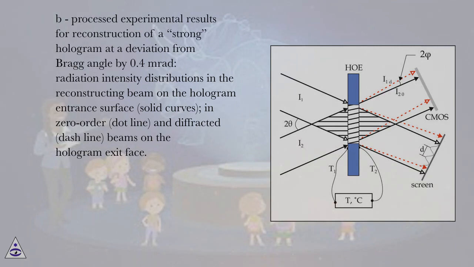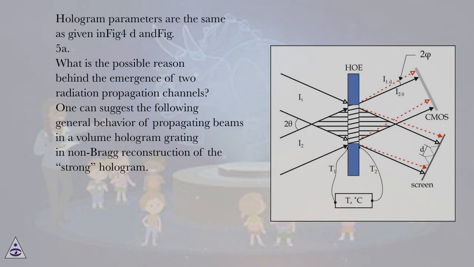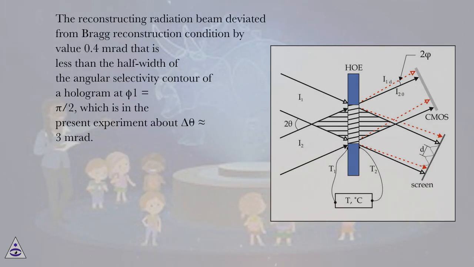Incident beam illuminates the sample exit face at a 45-degree angle, beam diameter is 3 mm. B. Processed experimental results for reconstruction of a strong hologram at a deviation from Bragg angle by 0.4 mrad, radiation intensity distributions in the reconstructing beam on the hologram entrance surface, solid curves, in zero order, dot line, and diffracted, dash line, beams on the hologram exit face. Hologram parameters are the same as given in Fig 4d and Fig 5a.